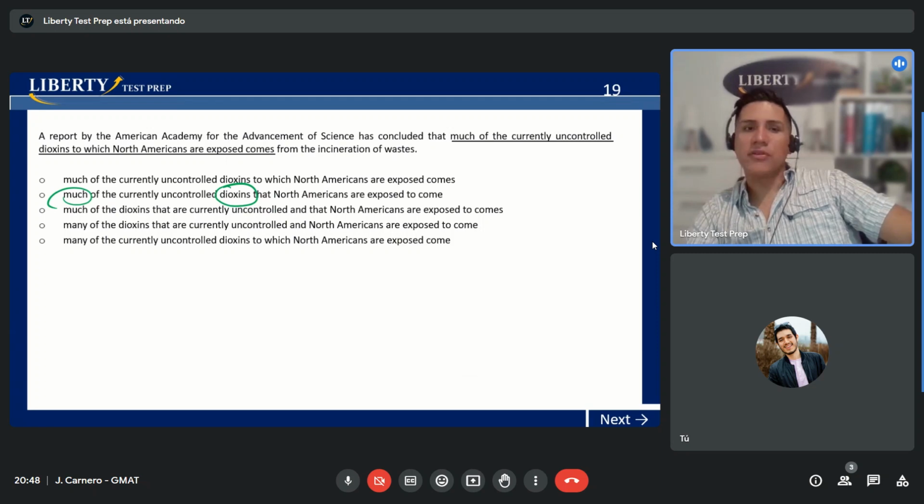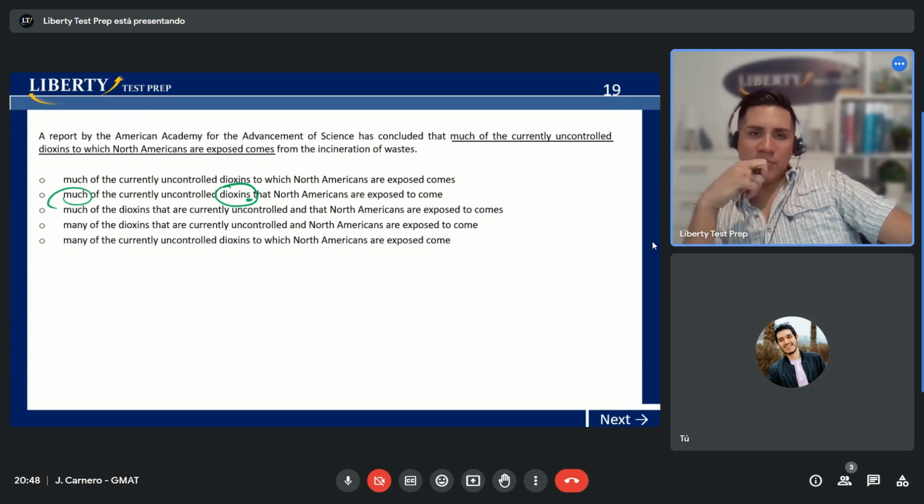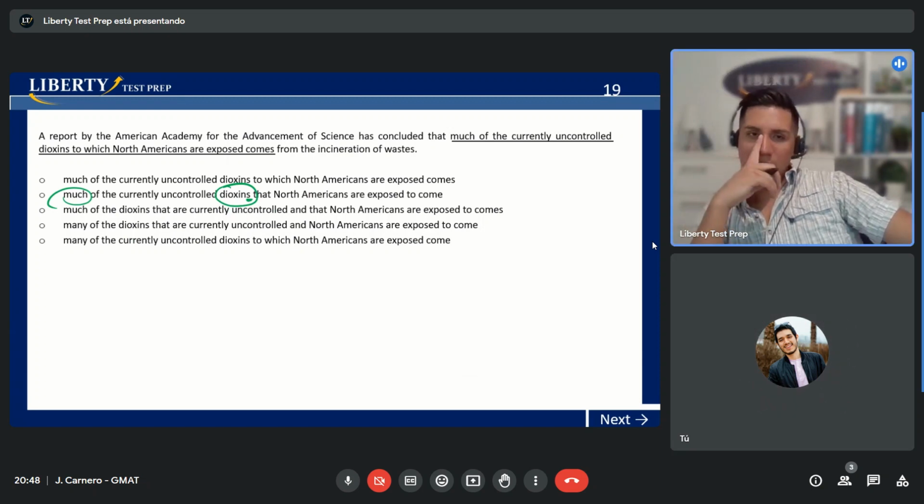Why? It finishes in S though. Yes, finishes in S, right? Isn't that indicating that it's a plural? I'm trying to count: one dioxin, two dioxins, three dioxins. Most likely it can be counted, right? If you can say one dioxin, and then you have plural dioxins, then that's countable. Now, let's do this by analogy.